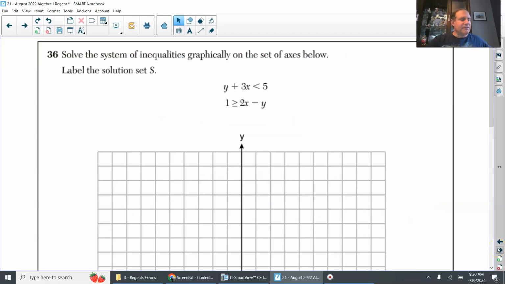Not terrible. It looked a little bit worse than it was. But, you know, I think that those are the most difficult questions.